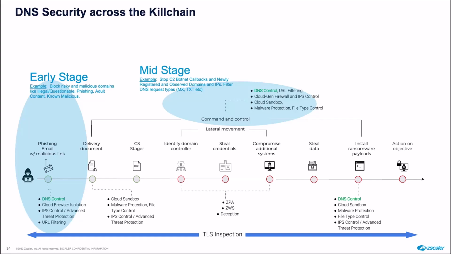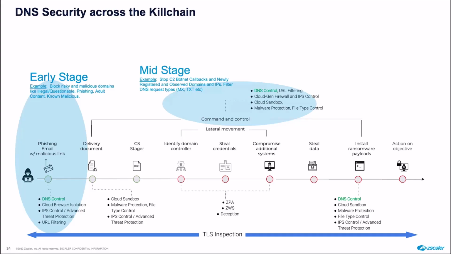And not only that, you could also have granular filters around the type of DNS requests, like block all MX, block all TXT records. So those advanced capabilities based on the DNS header would really simplify and provide an efficient security option or tool for stopping something in the mid stage of a kill chain.